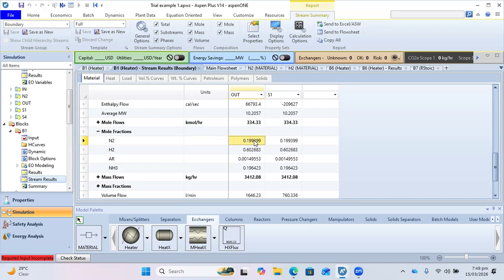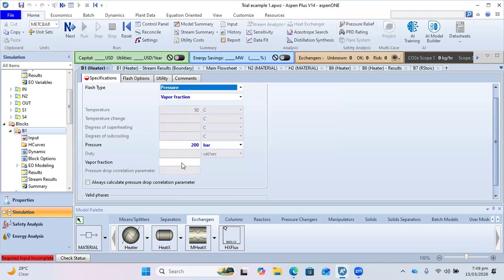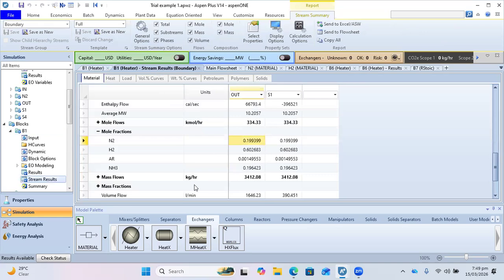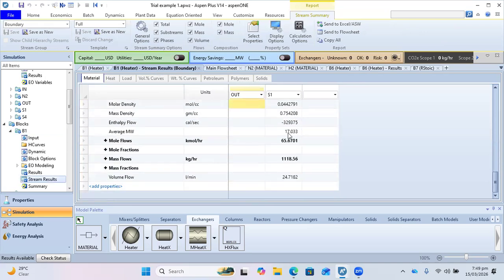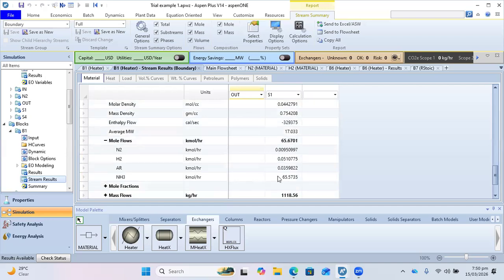So that should be around 0.803. So if I come back here, I can put in that value, 0.803577, and then I can run the simulation. So results available, no errors. And if I check it this time, if I check the liquid phase, realize that most of the ammonia is now here, right?